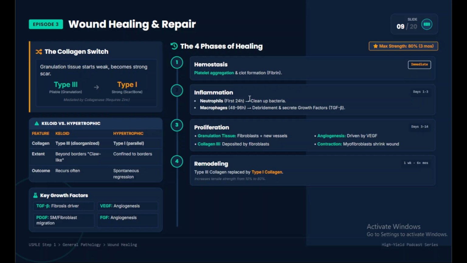Neutrophils arrive and clean up the bacteria and debris. Then macrophages arrive within 48 to 96 hours. Then there is deep debridement, and they secrete growth factors, TGF beta. This is the cleanup crew plus the signaling team. Without proper inflammation, repair cannot proceed efficiently. This is the same story that I told you back in acute and chronic inflammation.